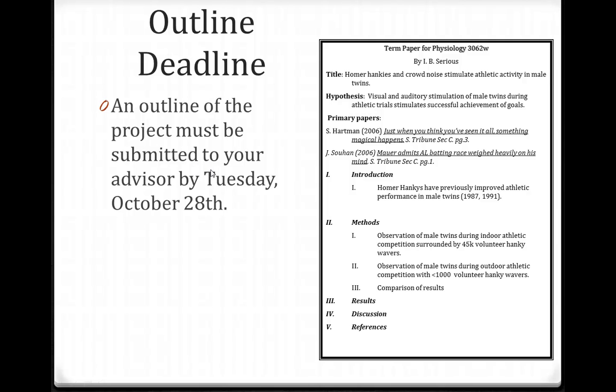Your outline deadline currently is October 28th, and I still expect that this is achievable. Even though I'm extending the deadline for selecting your advisor, I think that if you have started your search and started to look at some papers, that you should still be able to read your primary papers and have a good idea of how you're going to organize information by the end of October. So let's shoot for that October 28th deadline.